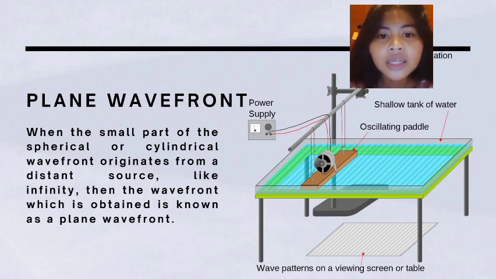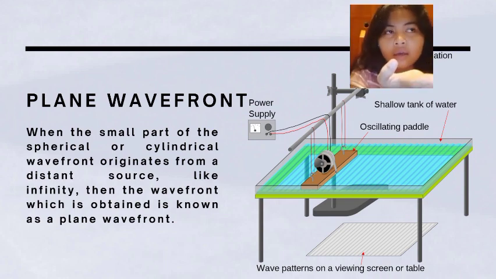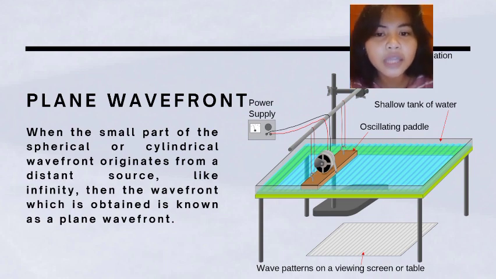So considering that the base of the tank is transparent, as you can see, it is transparent. So what you can observe here is that the wave's oscillation can be seen distant from the source. So the wave is in the ripple tank. You can observe that the wave's oscillation is seen distant from the source. So this concludes the plane wavefront.